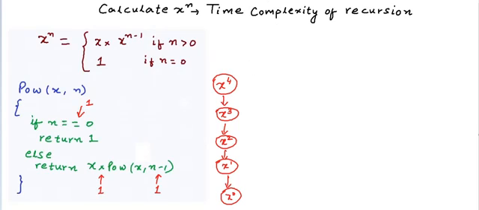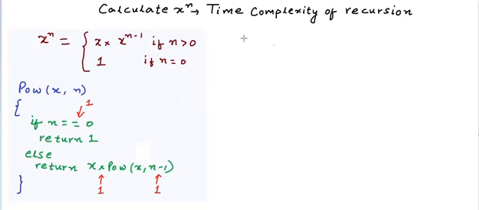So let's say time taken is Tn for an input n. So Tn would be equal to the time taken to calculate x to the power n minus 1, which will be Tn minus 1, plus some constant time. Let's say it's equal to c for these simple operations like comparison and multiplication and subtraction, and this is true for all n greater than 0. And for our base case, which is t0, there is just one comparison with 0 and a return. So let's say this is 1 unit of time.